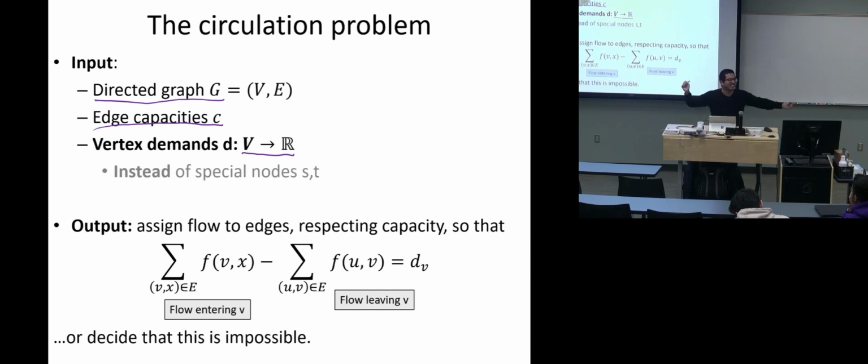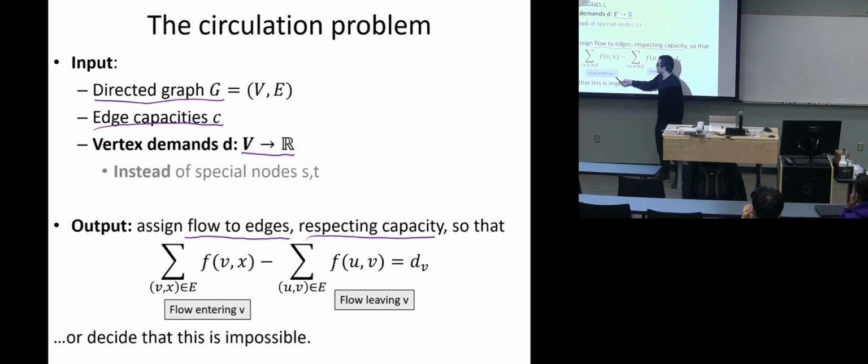Instead of having a special node S and T, now I have a vertex demand on every node. What I want to find is a flow on every edge, so that first it must still respect the capacity, but now I will not have flow conservation. Instead of saying that for every node flow in equals flow out, I want to say that flow in minus flow out is dV, my demand.